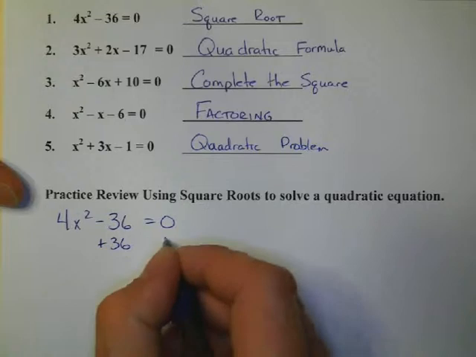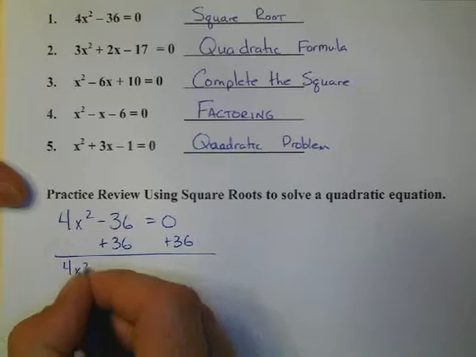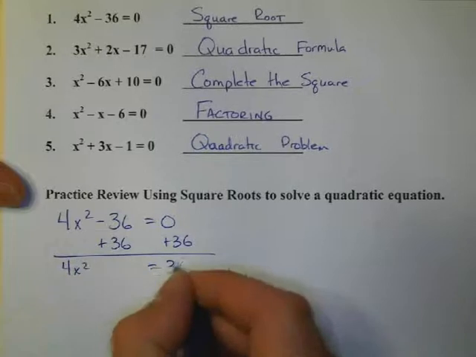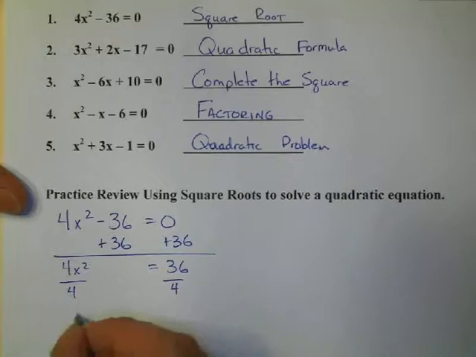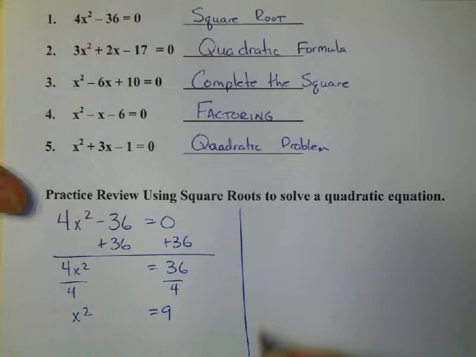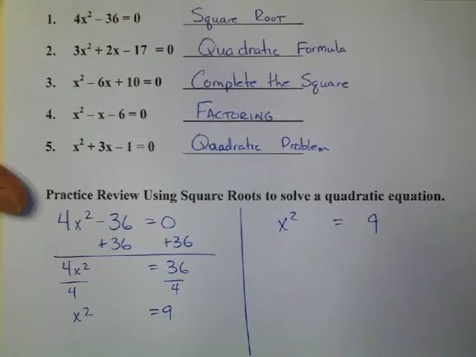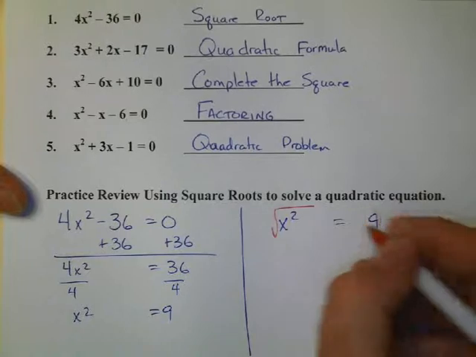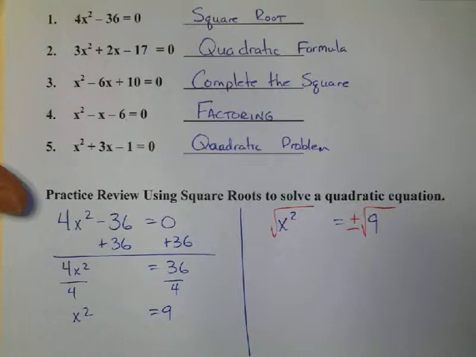The first one we're going to practice is a problem solved by using square roots. So let's look at our first example of 4x squared minus 36 equals 0. Well, very simply, we isolate the 4x squared by adding 36 to both sides. Then, we're going to have 4x squared equals 36. We now divide both sides by 4, giving us x squared equals 9.